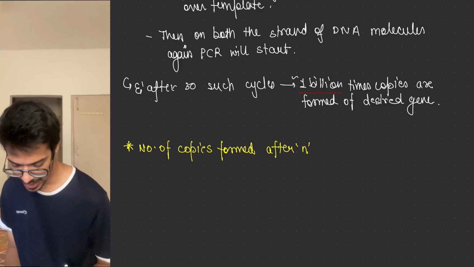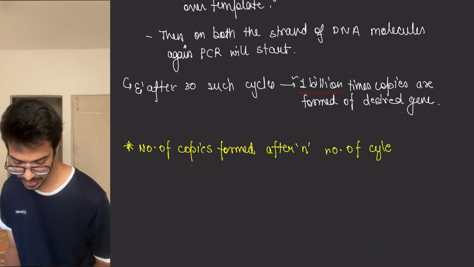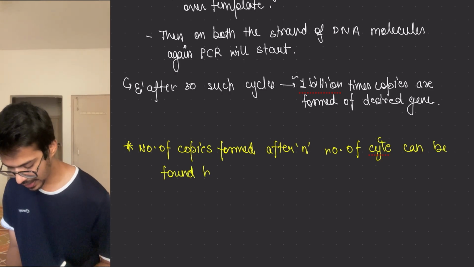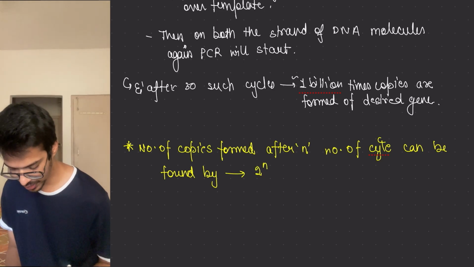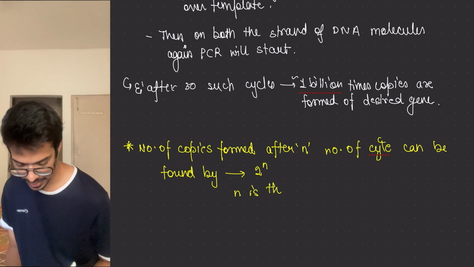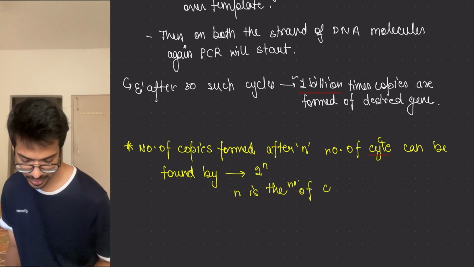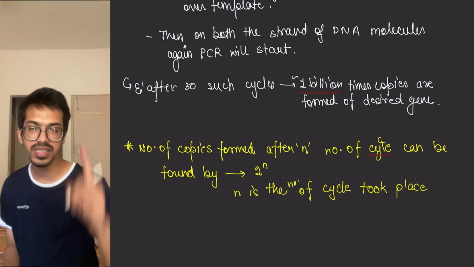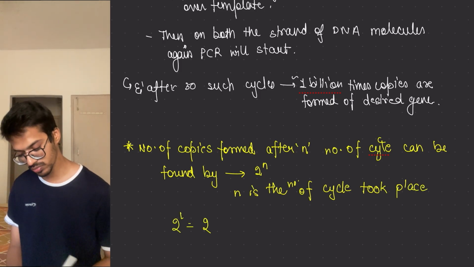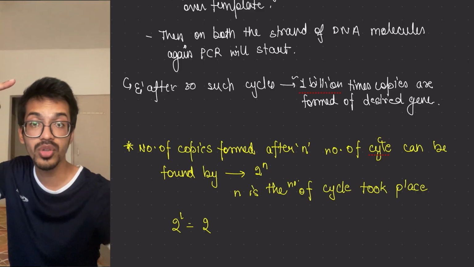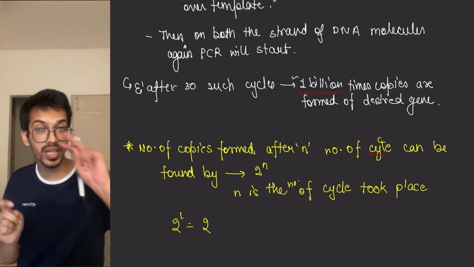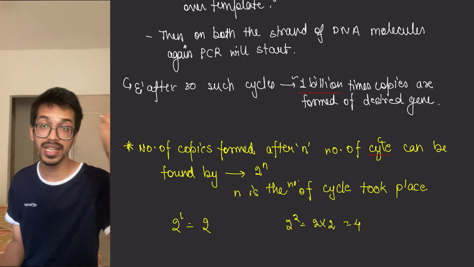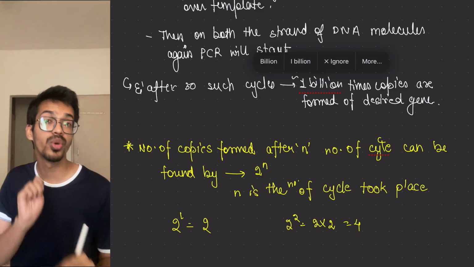after n number of cycles can be found by 2 raised to power n. N is the number of cycles that took place. So if I say that only one cycle took place, 2 raised to power 1, that is 2. That is what we said, that one DNA molecule is making only 2 DNA molecules. So if 2 cycles have taken place, it will be what? 2 into 2, that is 4 DNA molecules, because after this 2 will again start, 4 will form.